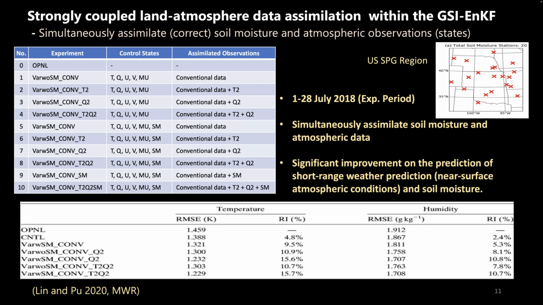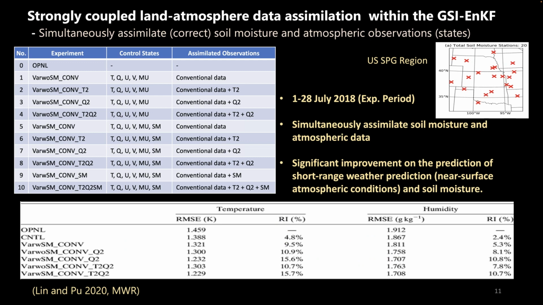Then, because of this early experiment, we want to use the GSI ensemble Kalman filter system to develop strongly coupled land-atmosphere data assimilation. We did this in two steps. The first step is to add soil moisture as an analysis variable in the GSI data assimilation system. Then we simultaneously assimilate the near surface 2-meter temperature, 2-meter wind, and also the soil moisture. Through the cross covariances, the soil moisture data assimilation can adjust the atmospheric data, and the atmospheric data assimilation can adjust the soil moisture.